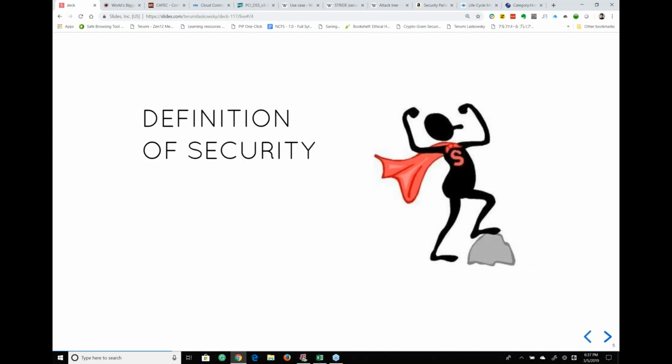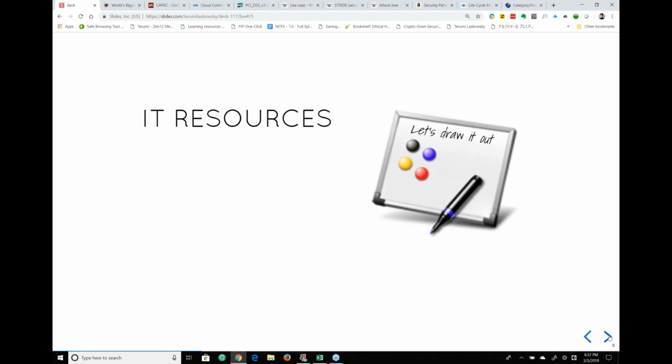So let's talk about, briefly, the definition of security. Very simply, security is about protection of IT resources. Obviously, we're talking about IT security. So IT resources. But the question then is, what do we mean by protection? And what do we mean by IT resources? So let's go ahead and examine that one by one. So let's first talk about, what are IT resources?